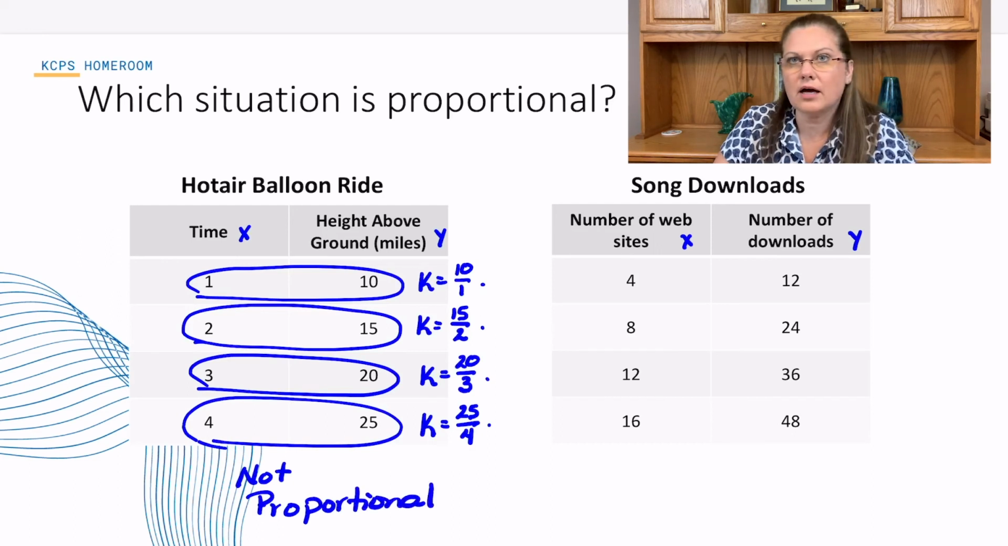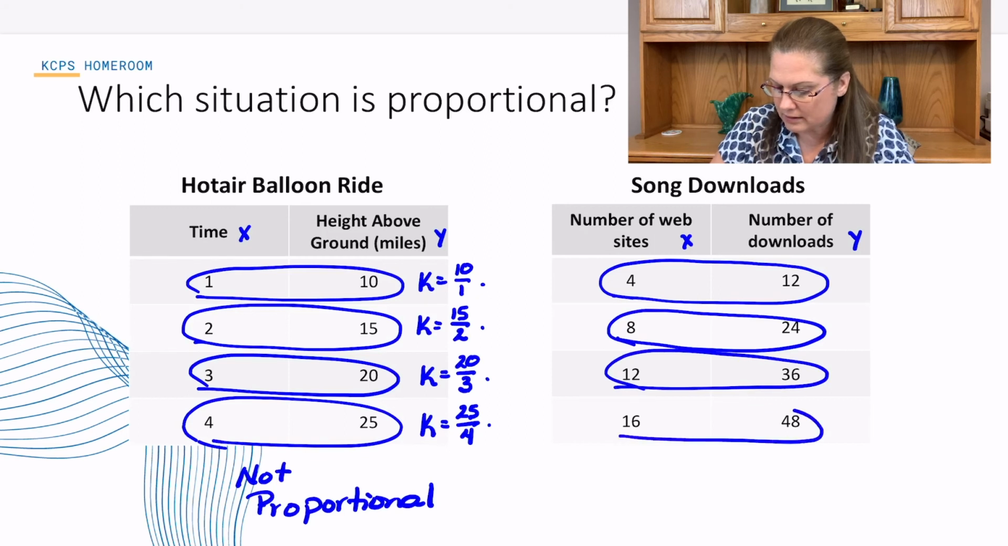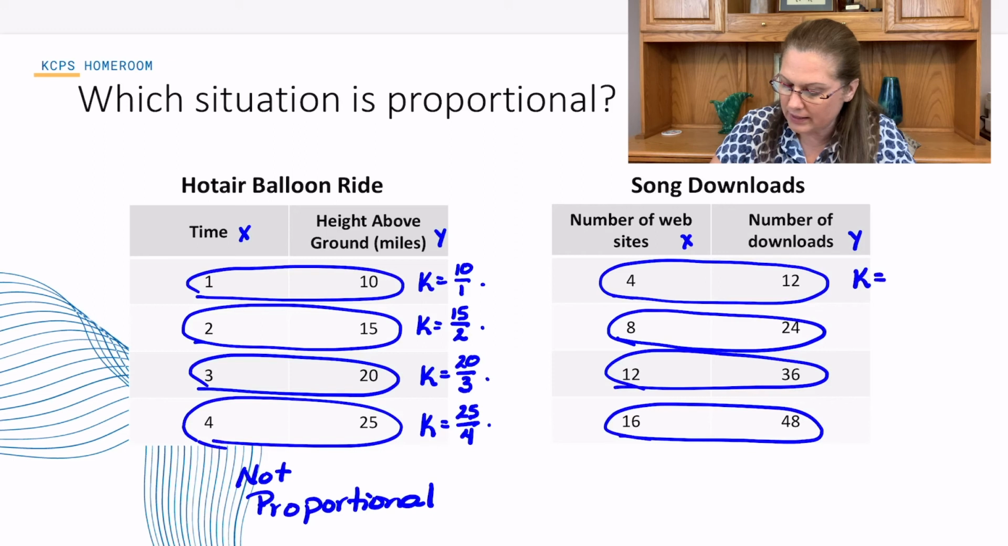So let's take a look at song downloads. We're going to go ahead and use our ordered pairs. Remember, they're on the same row, x and y. And let's go ahead and use our equation. So I'm going to say 12 over 4, 12 fourths. 12 can be divided by 4, so that's 3 over 1.